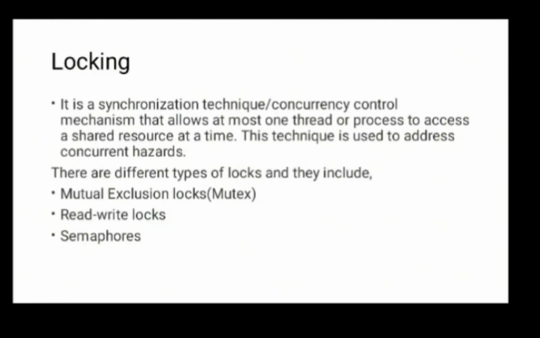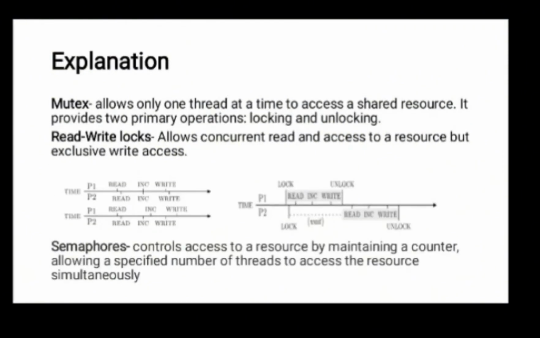So let's look at the first one, which is the mutex, which is mutual exclusion locks. The mutex allows only one thread at a time to access a shared resource. It provides two operations. As you can see, there is the locking and the unlocking.